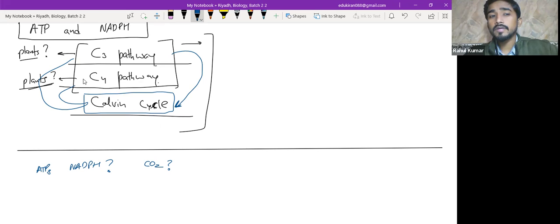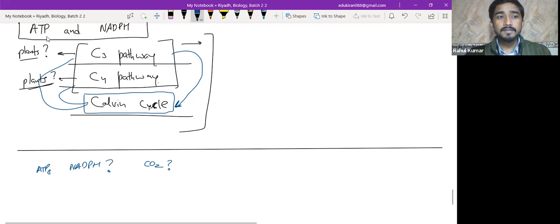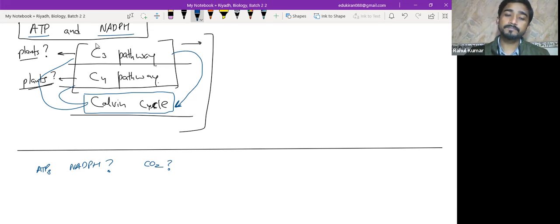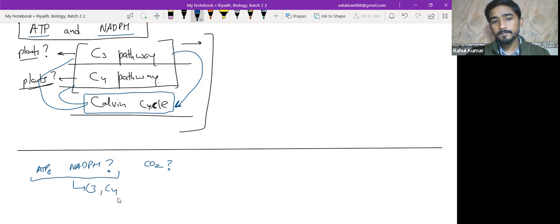In order to evolve a C4 pathway, we need something extra that I will tell you about now. Clearly, this ATP and this NADPH, which are high energy chemical intermediates, will be used in these pathways. So these high energy molecules will be used in C3 and C4 pathways. Is it correct? So you understood the purpose of ATP and NADPH?